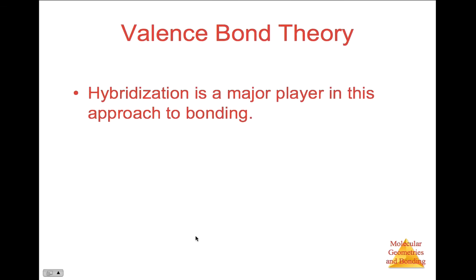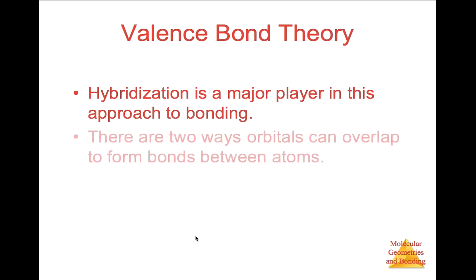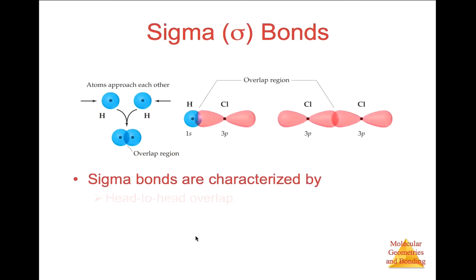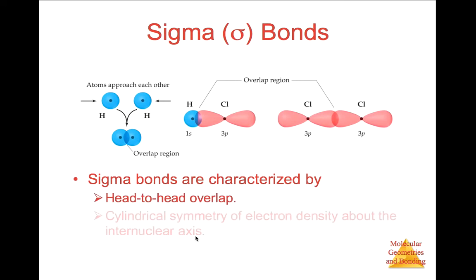So hybridization is a major player in what's called the valence bond theory approach to bonding. There are 2 ways orbitals can overlap to form bonds between atoms. The first one is called a sigma bond. This is where there's a head-to-head overlap between 2 orbitals. It's a cylindrical symmetry of electron density about the internuclear axis. Internuclear means between this nucleus and this nucleus. It would form this head-to-head overlap right here that, if we looked at it from the side, would be in the shape of a cylinder.